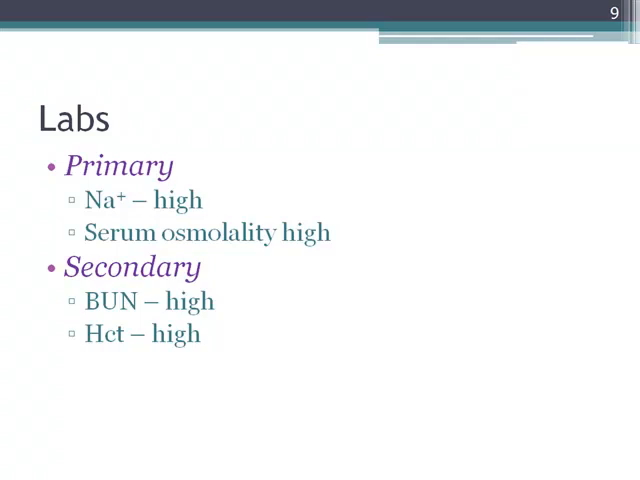So when we look at our lab values, the sodium level is going to be high here. When we're talking about hypernatremia or water deficit, we're volume depleted, but we're more concentrated. And because we're more concentrated, our sodium level appears to be high. And then because sodium and osmolality are related, the osmolality is going to be high as well. And then the BUN and the hematocrit can be elevated as well, just because the bloodstream is more concentrated.